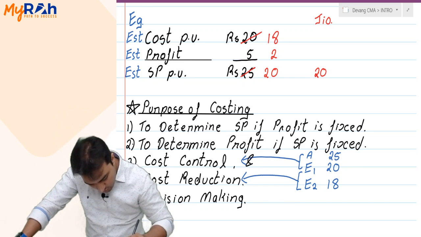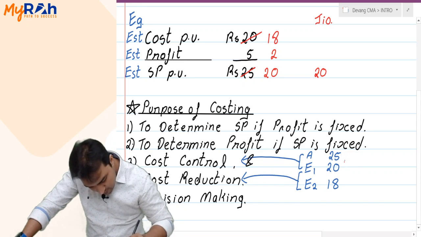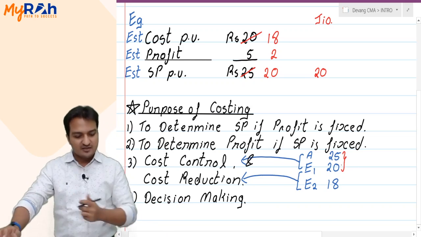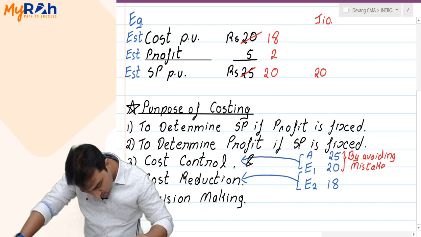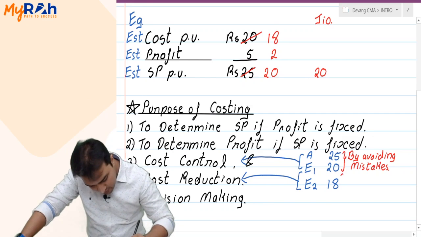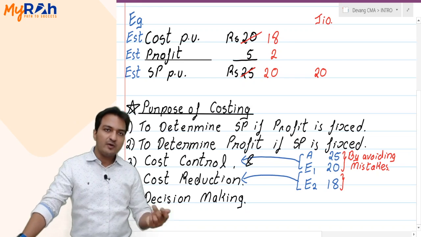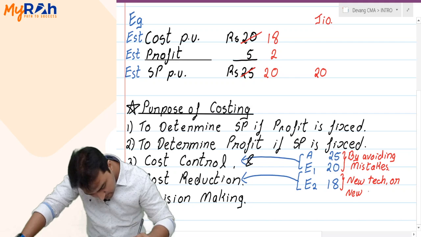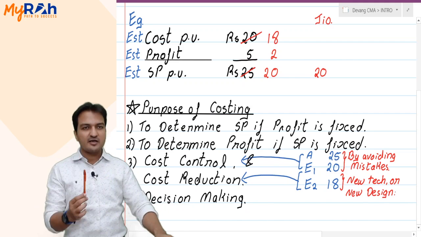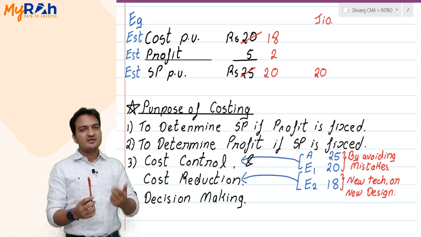Look at the difference. Cost control, from 25 to 20, if I had to decrease, I did that by avoiding mistakes. But 20 to 18, this decrease I will not be able to do by avoiding mistakes. For that, I need to think of, say, some new technology or maybe new design. Like this example, I changed the design of the pencil, cut the length of the pencil. That might give me some decrease in my estimated cost.